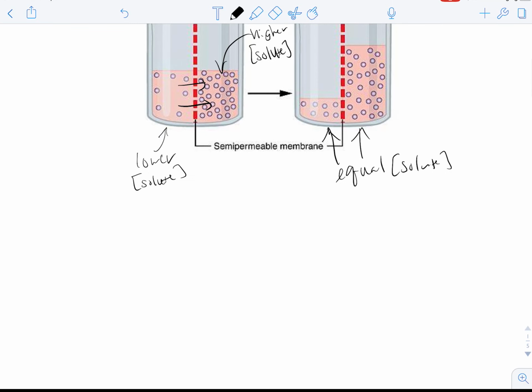So that movement of water causes what's called osmotic pressure. So this is going to be pressure on either side of a semi-permeable membrane due to the flow of water.